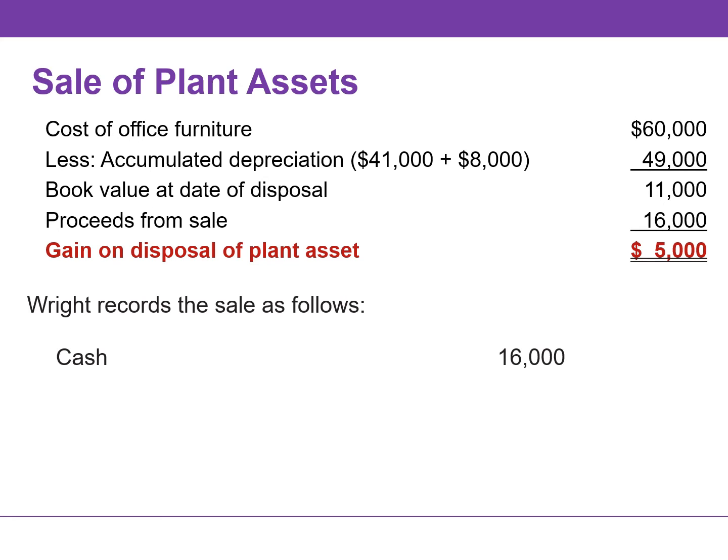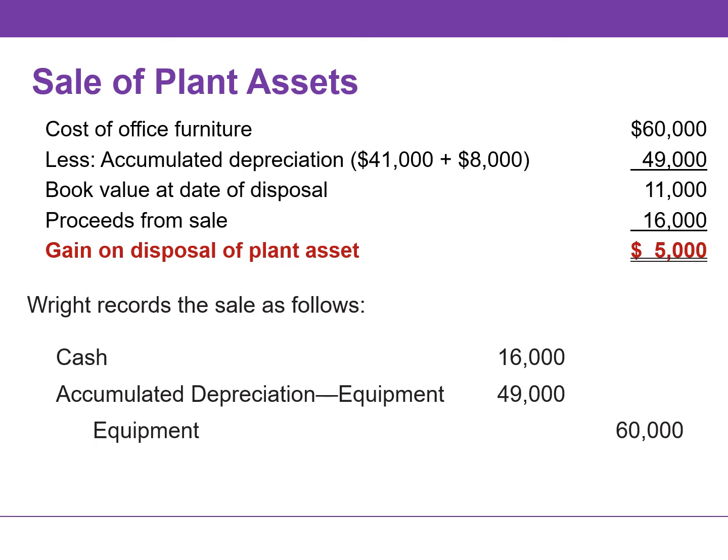The journal entry would be a debit to cash for $16,000. We also need to debit accumulated depreciation for $49,000. We're going to credit the equipment for $60,000, and in order for this journal entry to balance, we need to credit gain on disposal of plant assets for $5,000.